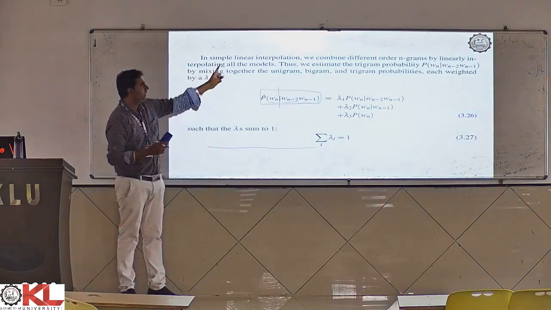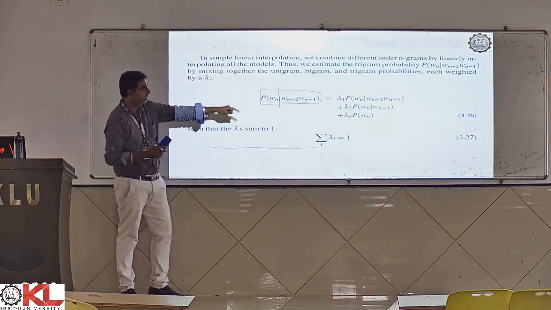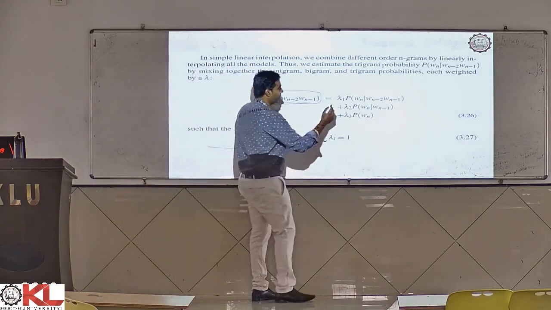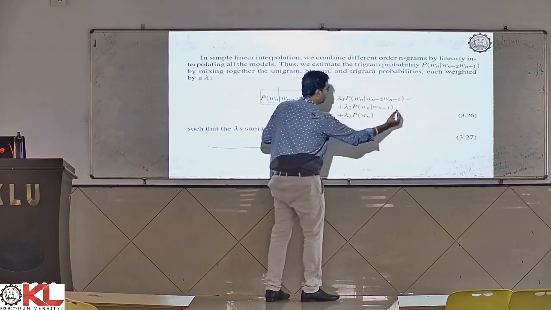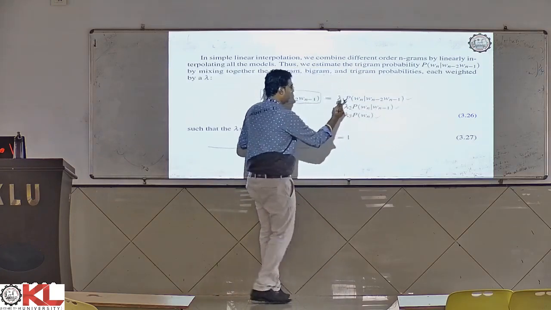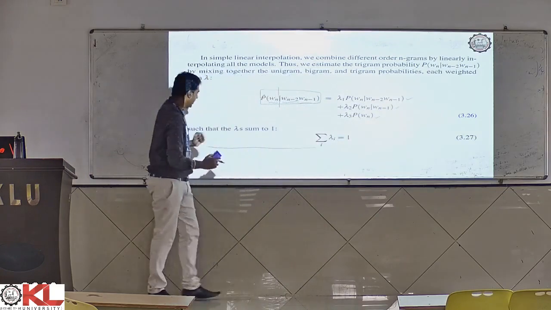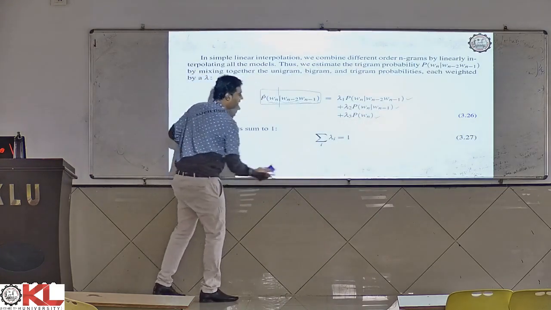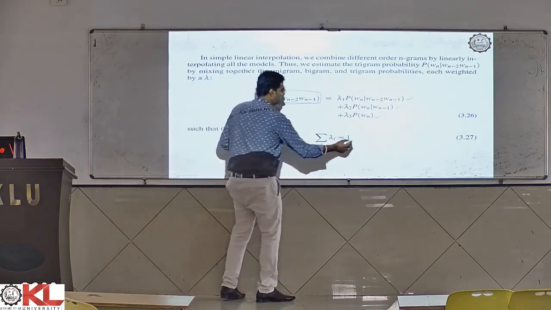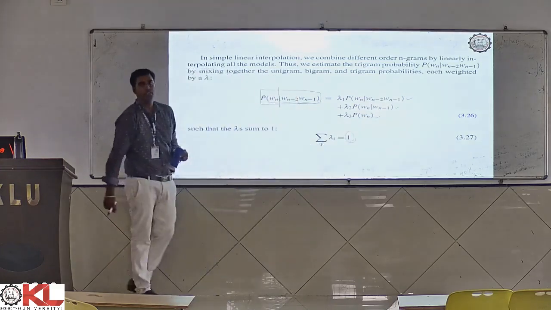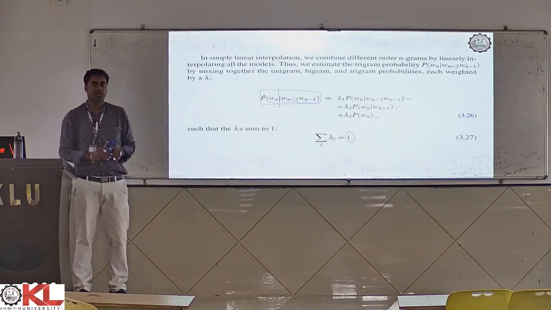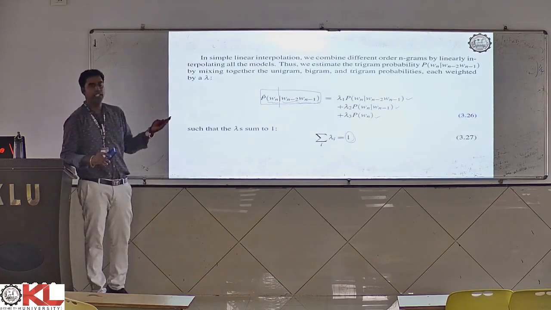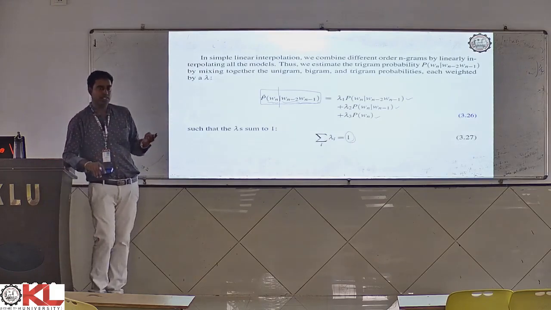If I am using the simple linear interpolation method, what I have to do is mix all the cases. This is trigram, this is bigram, this is unigram, and I am going to add all these cases. The condition is that while adding all these cases, the maximum has to come as 1. This is called the linear interpolation method. This is one of the ways we can compute the occurrence of the models or previous words.